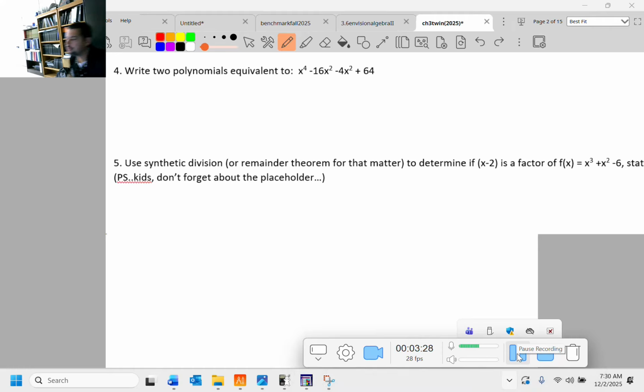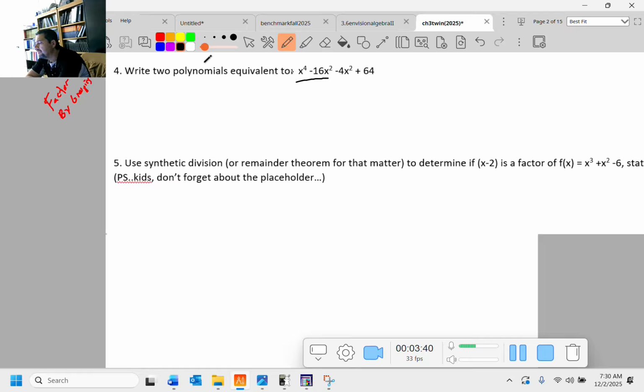So here's another one of those write two equivalents. This is 4 terms. This is definitely going to be a factor by grouping. And I bet it's got a lot of factoring within factoring within factoring on it. So I'm going to look at the first two, and it looks like I can pull an x squared. And if I do that, I'd have x squared minus 16 remaining. And I'm going to look at the back two, and it looks like I can pull a negative 4. If I pull a negative 4 from a negative 4x squared, I have x squared. If I pull it from positive 64, I have minus 16.